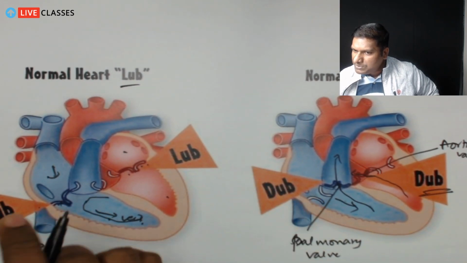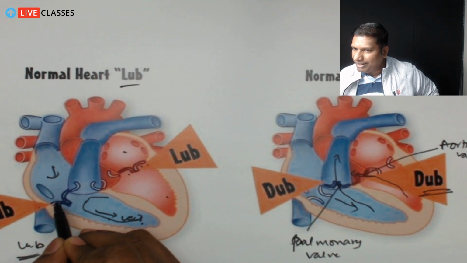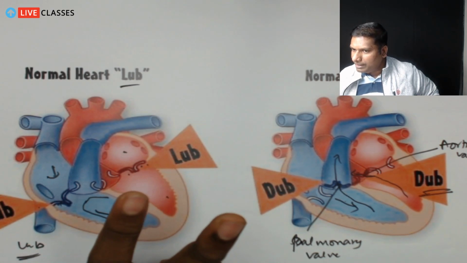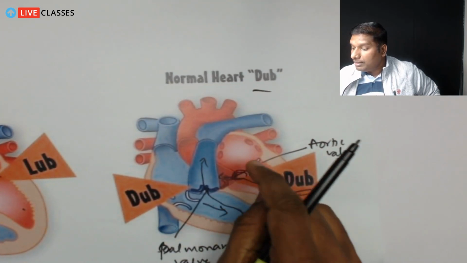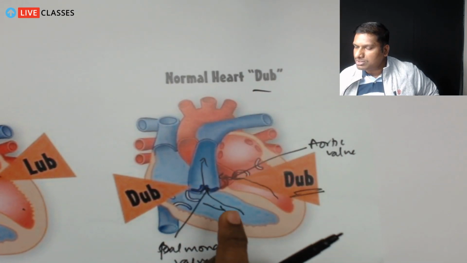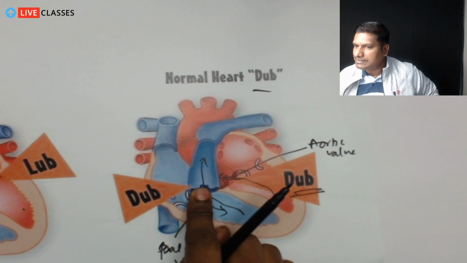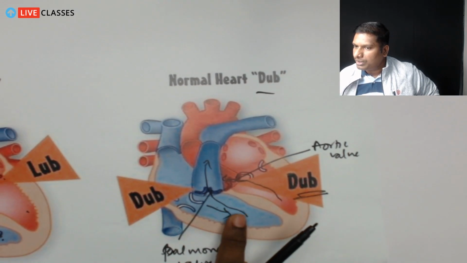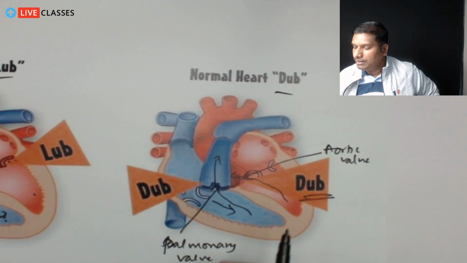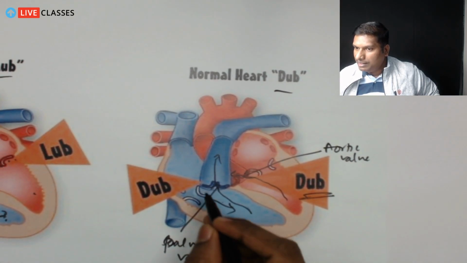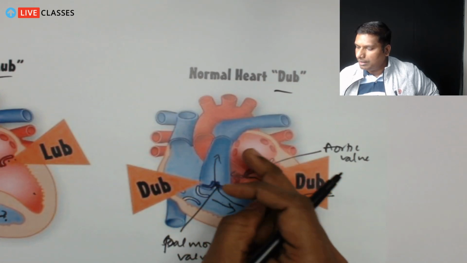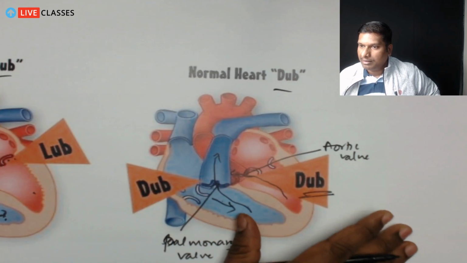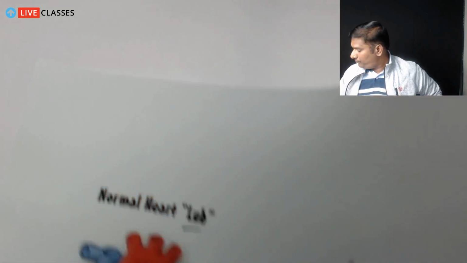The lub sound is because of the closure of the tricuspid and the bicuspid valves, which are present between the atrium and the ventricles, the left and the right one. And then the dub sound is because of the closure of the semilunar valves, which is the pulmonary valve and the aortic valve, which are present between the ventricle and the pulmonary artery and the aortic artery.